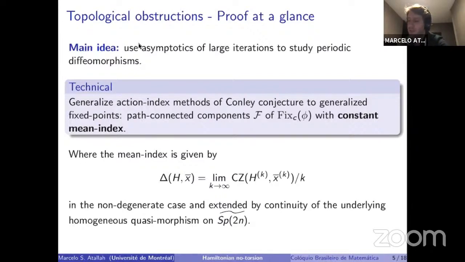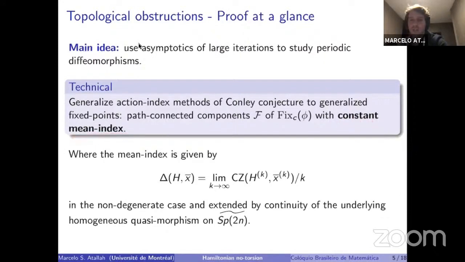And just a little bit about the technical aspect of what we do: we try to generalize these action index methods used to prove the Conley conjecture, but instead of isolated fixed points, we now have to look at this notion of generalized fixed points, which are path-connected components of the contractible fixed point set of a Hamiltonian diffeomorphism. And what's important in our context of torsion is that these generalized fixed points have a constant mean index.